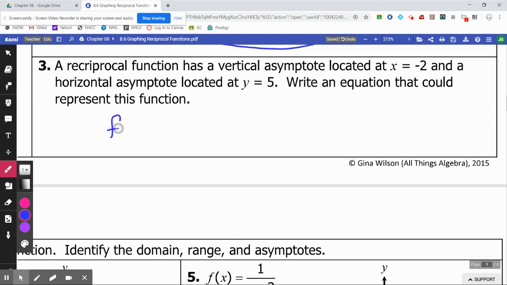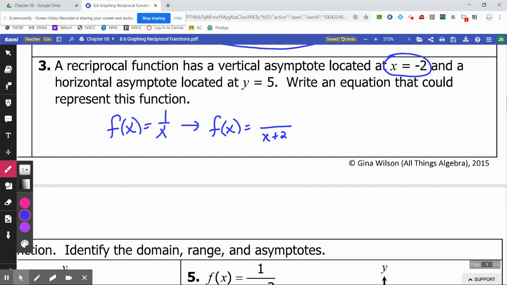Number 3, same f of x equals 1 over x because it is a reciprocal function. It has a vertical asymptote located at x equals negative 2. So what that means is our entire function, if the vertical asymptote is negative 2, that means it got shifted to the left 2. In order to shift it left 2, we're going to do x plus 2 on the bottom. So there's your vertical asymptote.